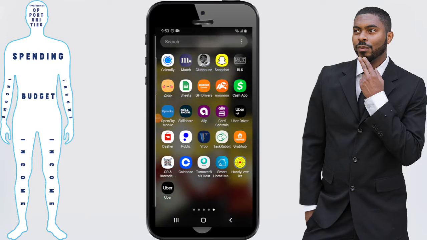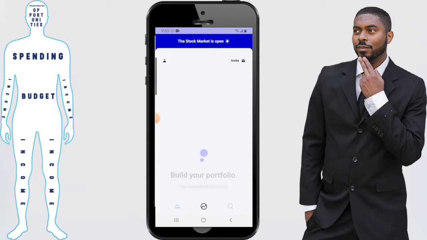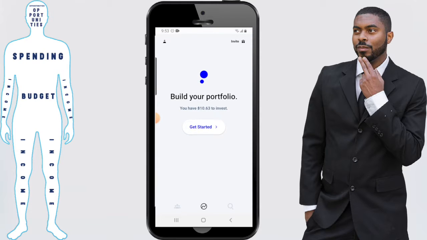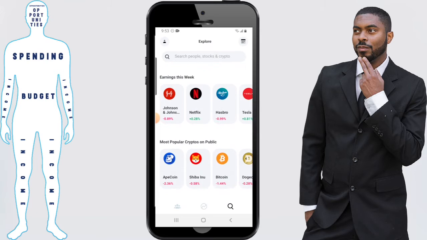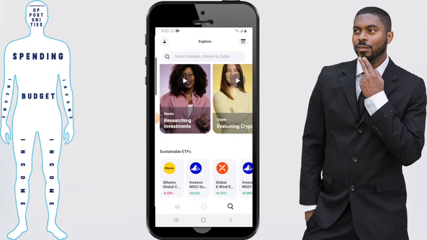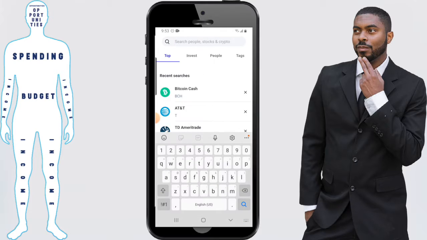So first, we're going to open the Public app. And as we see, I have a little over $10 to invest, and it has an option to get started. So we're going to click on that. And from here, you're going to be presented with a series of stocks and cryptos that you can buy. Now, if you see anything that catches your interest, you can obviously click on it and buy it. You can also directly search for a stock too, which is the method that we're going to use.